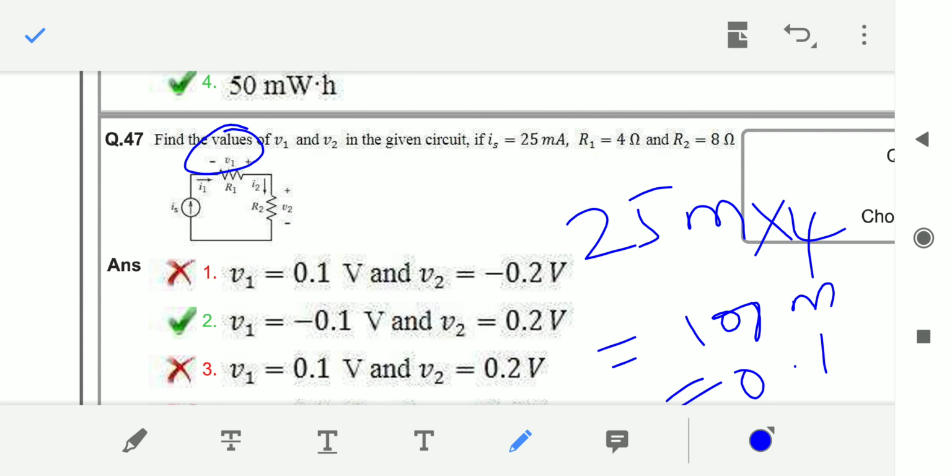But if you observe carefully, the current is entering the negative terminal of the resistor. So the voltage polarity will be negative only. So its voltage will be minus 0.1.